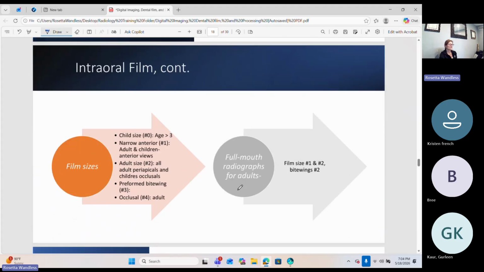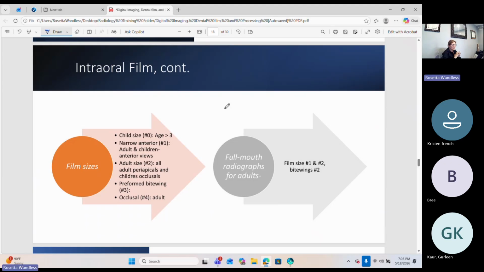Intraoral film continued. So now we're going to talk about sizes. Before I do, are there any questions regarding film composition, or the three types of film: duplicating film, intraoral, extraoral? I can't hear anybody, so you have to give me a thumbs up or just say, we're good. No, I'm good. Okay, cool. All right, so there's going to be a couple of sizes. Awesome. Thank you, guys.